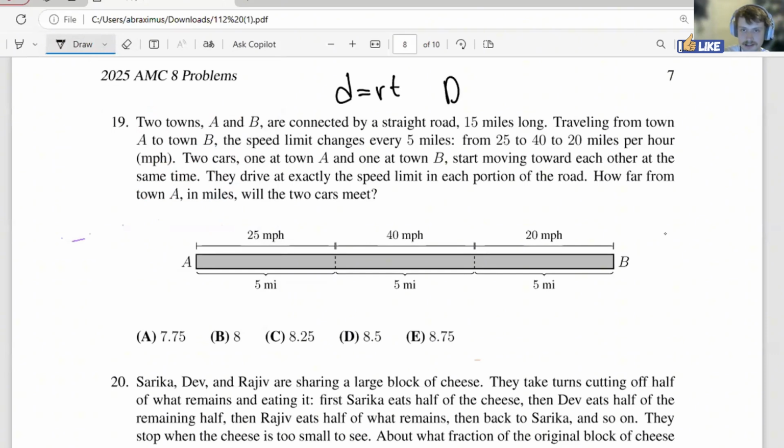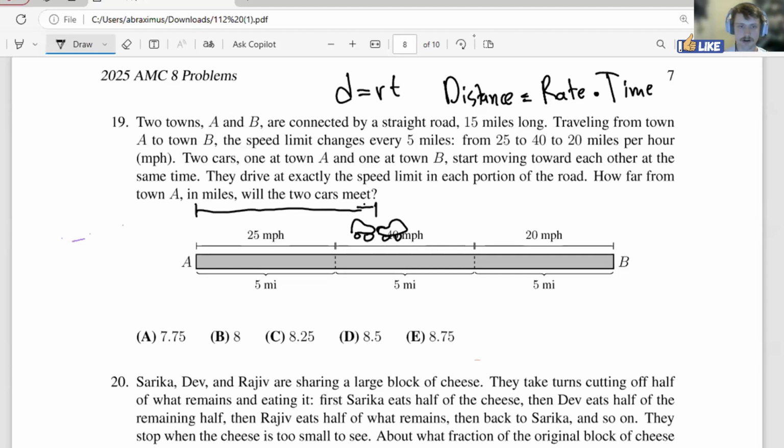And what this means is that distance is equal to rate times time. Let me capitalize that. Times time. So this is the key tool that we're going to use over and over again. We want to know when they meet up, when they pass by each other, how far away from A will they be at that point?